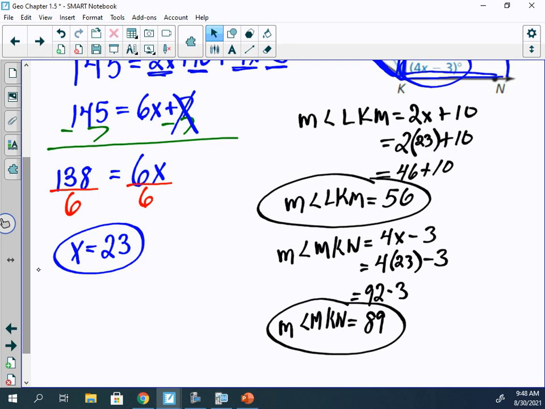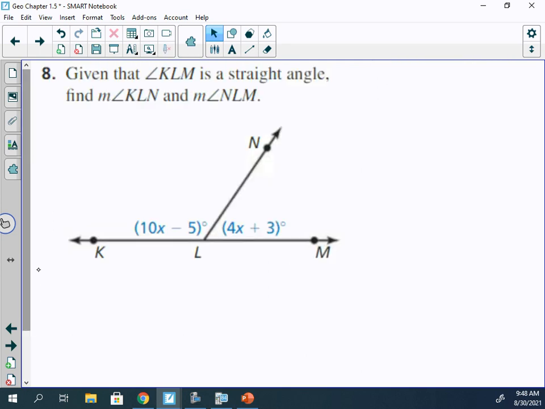Any questions on this here? Let's look at the next one. Given KML is a straight angle, so what's its measure going to be? 180. It's a straight line. Find KLN and NLM.